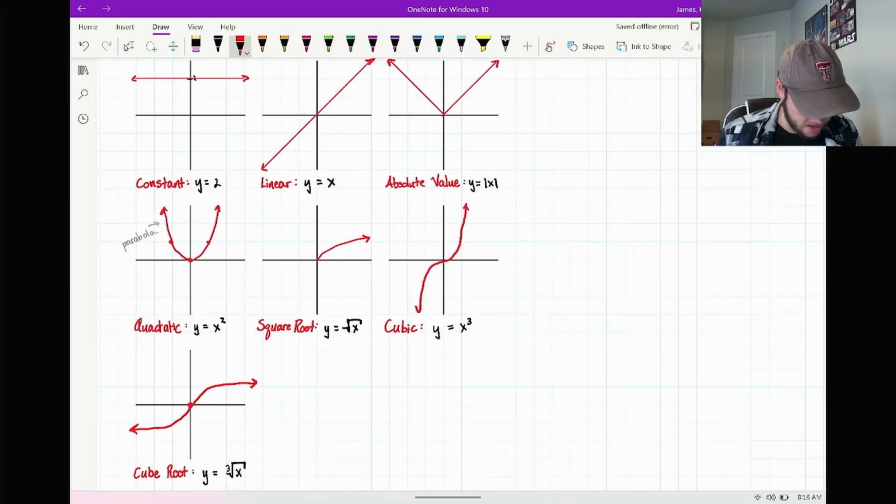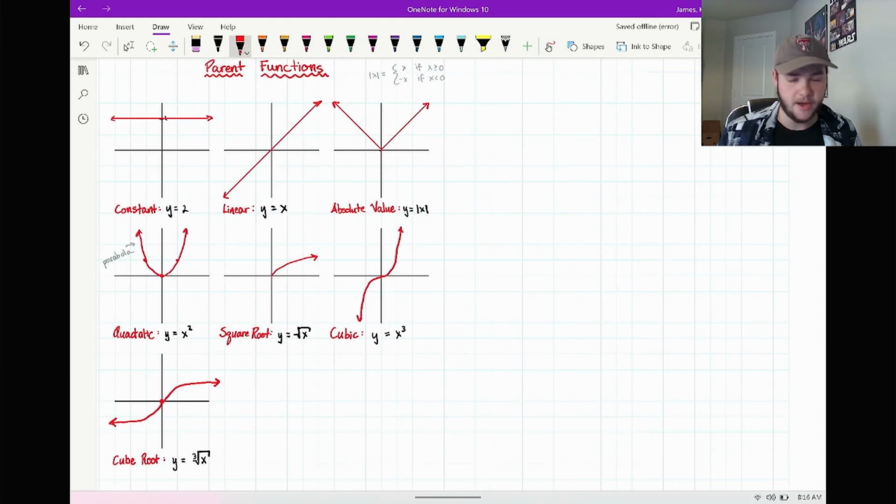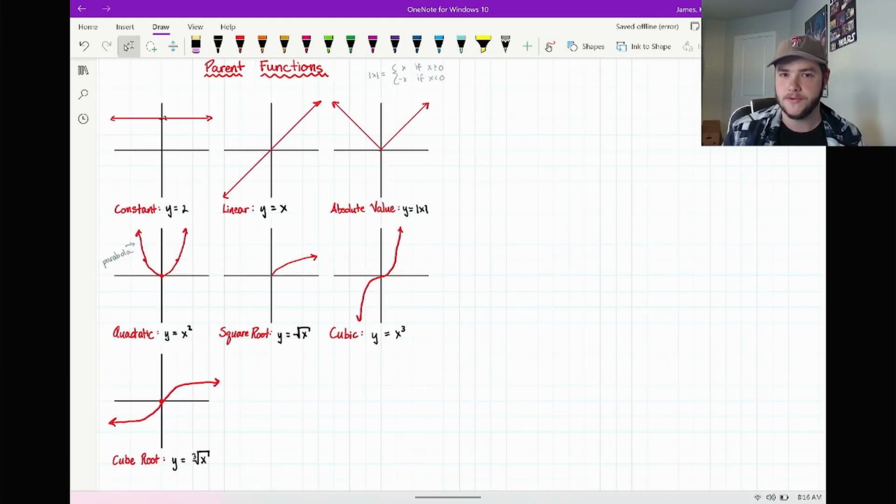So these 7, and I'm zooming out here, so if you'd like to pause and take a picture of this or something like that, you're welcome to. These 7 graphs are going to be very important moving forward, and I do expect you to have them memorized.